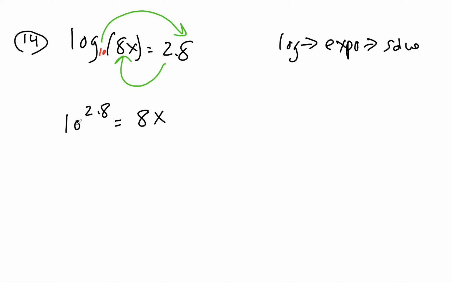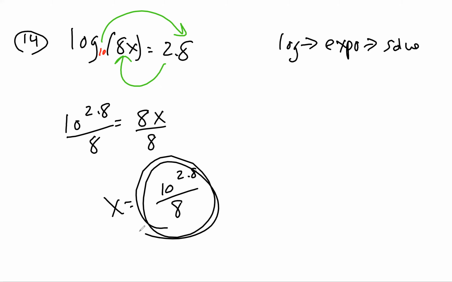Okay, well, I don't really know or care right now what 10 to the 2.8 is. The point I'm trying to make here is I need to get this x by itself. It's being multiplied by 8, so I'm going to divide. That's going to give me x equals 10 to the 2.8 divided by 8. Type this in, and then you're going to say x is approximately.